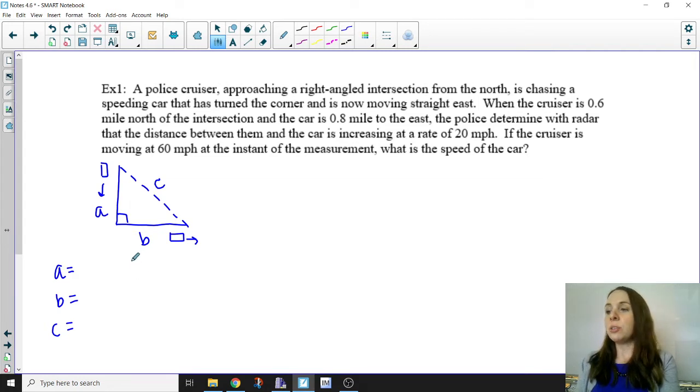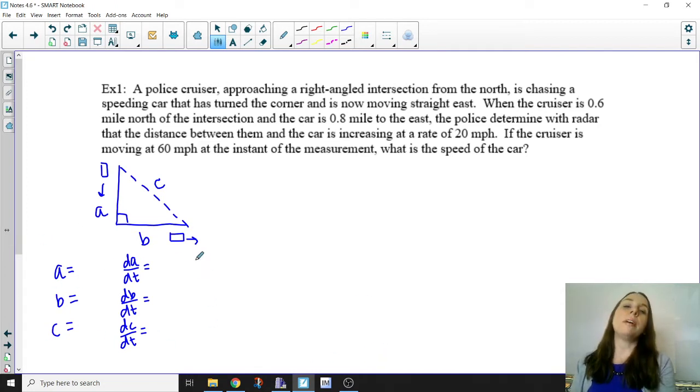Since all of these variables are changing, that means that they all have rates. And you're going to identify the rates with respect to time as variables like dA over dt, dB over dt, and dC over dt. Okay, so now let's try to fill out some of this information. The cruiser is 0.6 of a mile north of the intersection. This cruiser is 0.6 of a mile north. That's your A value, right?